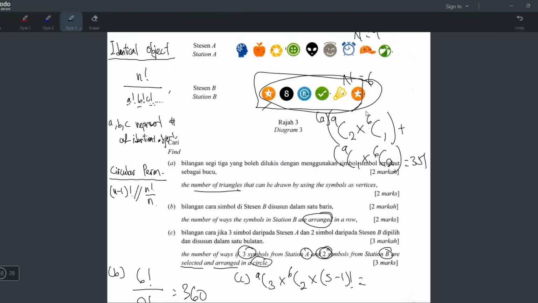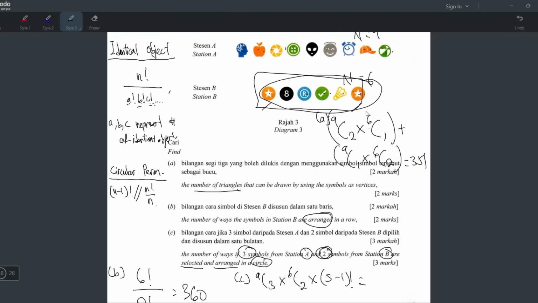What we have to be careful about is the 2 symbols from station B, because there are 2 stars that are identical here. That's why you cannot do 6C2. Okay. So we have to split the options. Imagine you end up with 2 stars. That means this case is where you end up with 2 symbols, but both of the 2 symbols selected are stars. So it will be 2C2. Or you can write 1 also can.